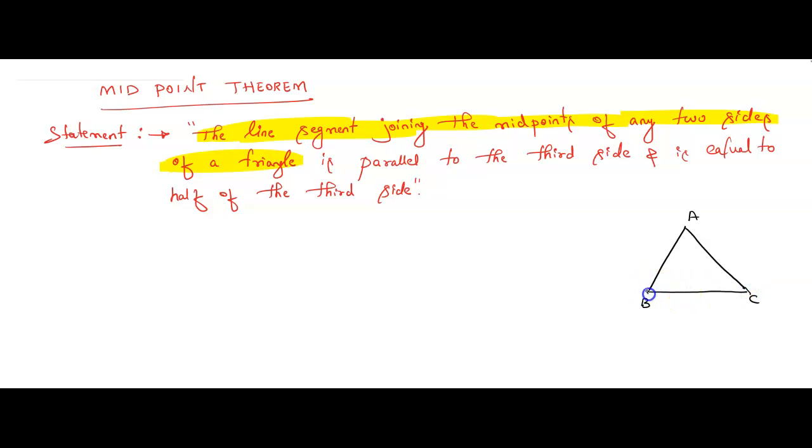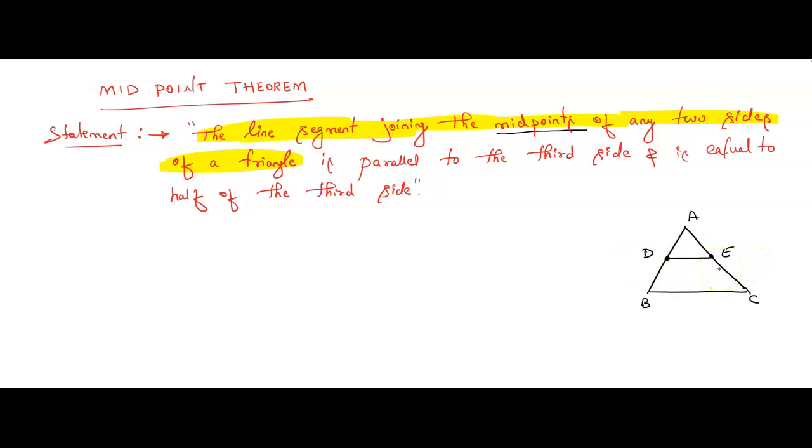Are you getting it, children? I have a triangle ABC. What is the condition here? Midpoint of any two sides. Here let me take the midpoint of AB as D, and the midpoint of AC as E. Right? I have taken the midpoints. The line segment is joining the midpoints. Can you see this? Both the midpoints are joined with each other. So we have joined DE.